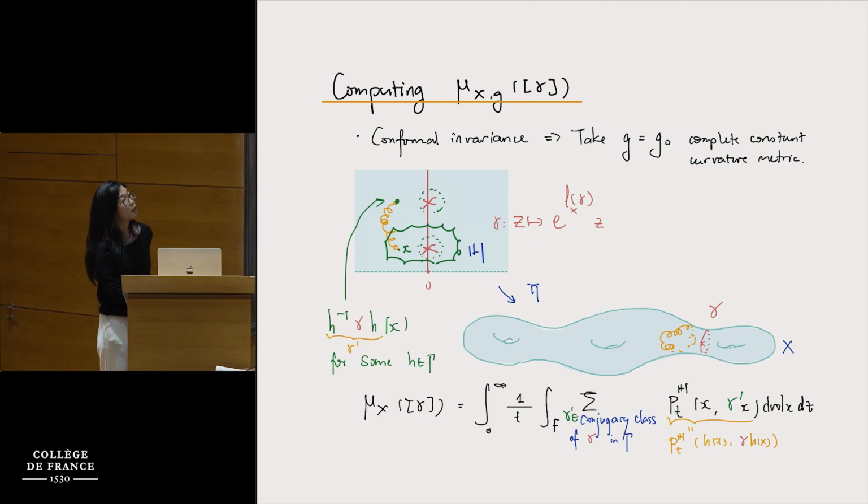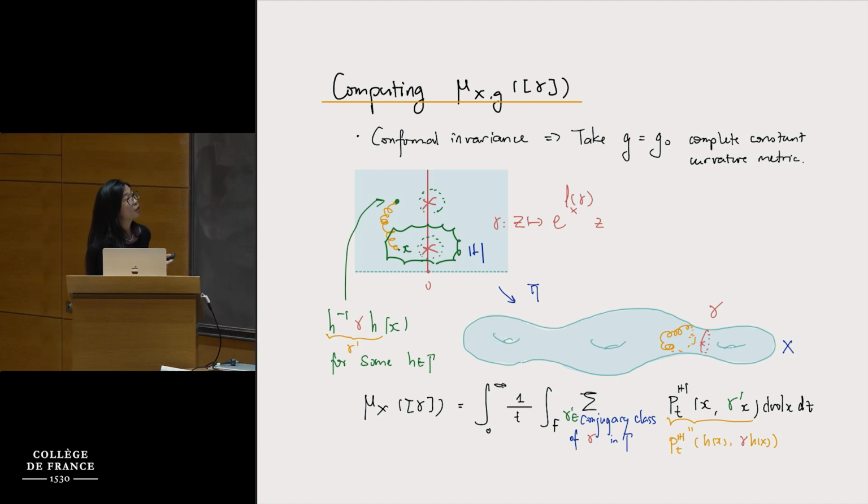But here, since gamma prime is of the form H inverse gamma H, the heat kernel should be invariant under isometries, so I can replace gamma prime by, I apply the map H to both elements, and I will get H of x and gamma H of x. In other words, I can just integrate over a translate of f under H, and that will be the new element and the gamma of this new element.